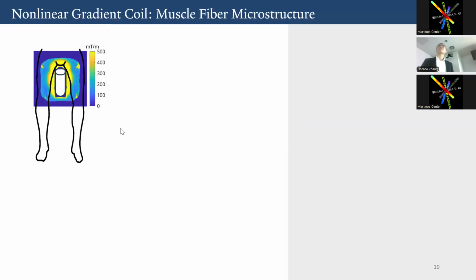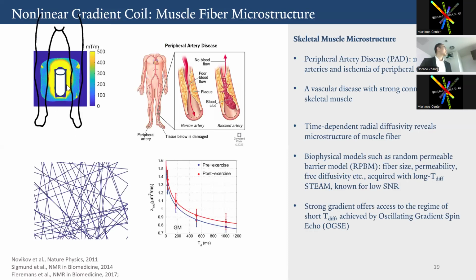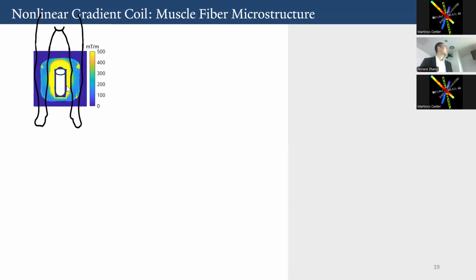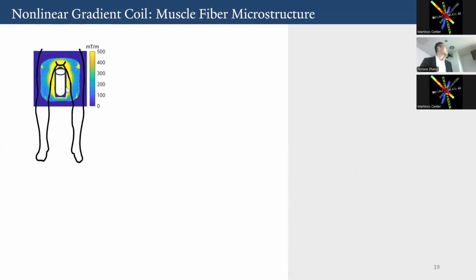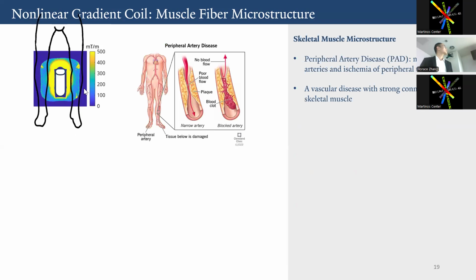To do that, it's simple. We just need to put the coil between the calves. And the motivation is that the skeletal muscle microstructure has implications for peripheral artery disease, which features narrowed arteries and ischemia of peripheral tissues. So although it's a vascular disease, it has strong connections with the skeletal muscle.